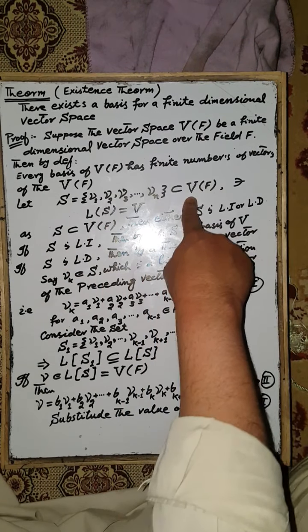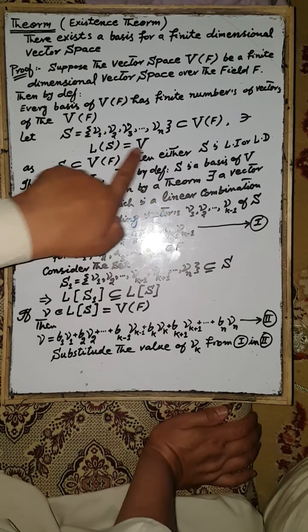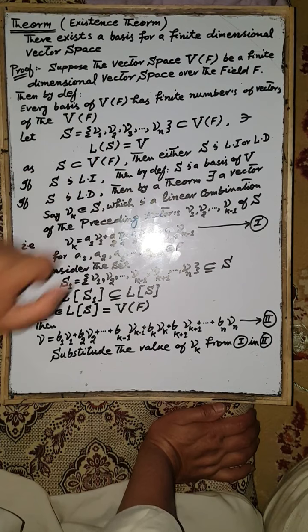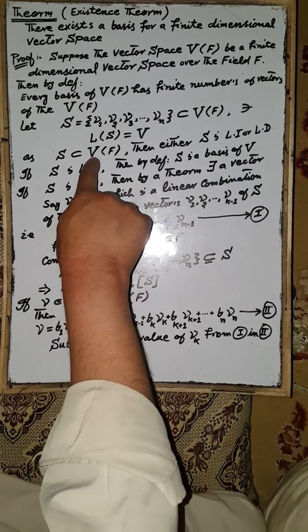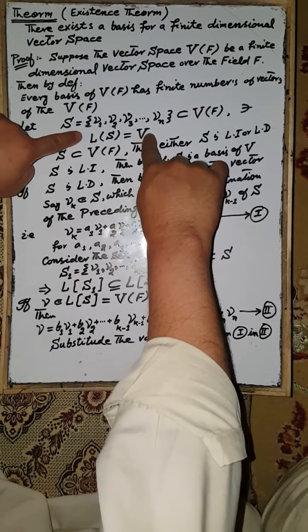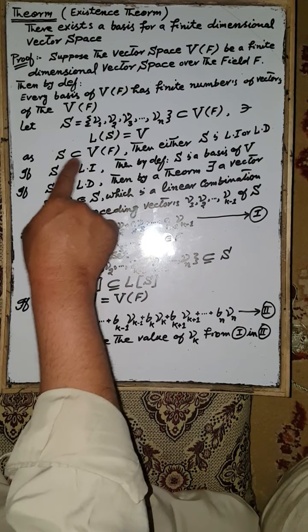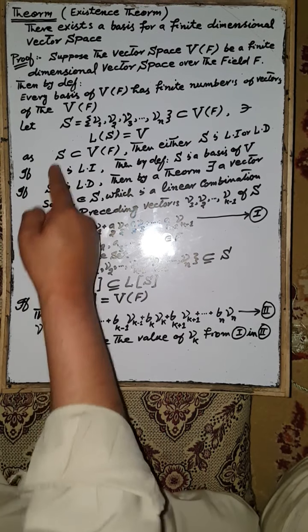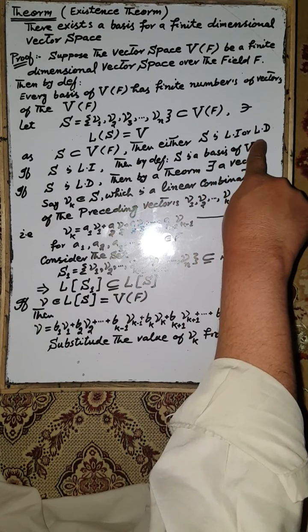such that the vector space V is spanned by the set S. As the set S is a subset of the vector space V over the field F, then either the set S is linearly independent or linearly dependent. That is, the subset S spans the vector space V over the field F, and the elements of the set S are either linearly independent or linearly dependent.